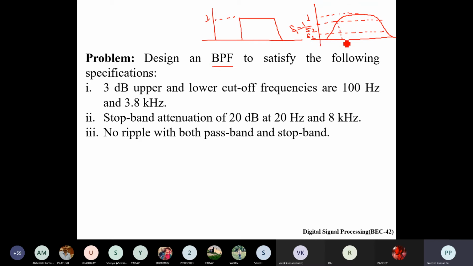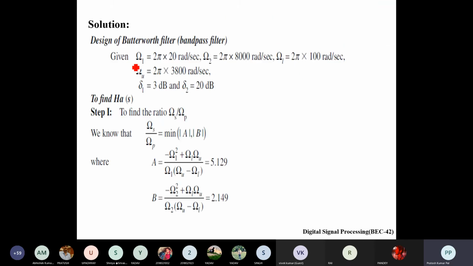With respect to that, there will be two frequencies for the cutoff frequency. Whatever 3 dB value there is, we call it the cutoff value, or 3 dB value. If the 3 dB value is given, with respect to that there will be two frequencies. And with respect to stop band attenuation, we will also have two frequencies.